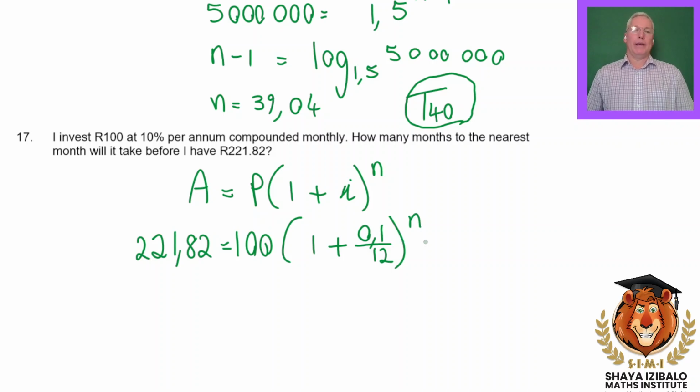Pause the video quickly and see if you can solve that equation. The hint is that the unknown is in the exponent, and whenever we've got the unknown variable in the exponent, we can use logs. So pause the video quickly, have a go and see.